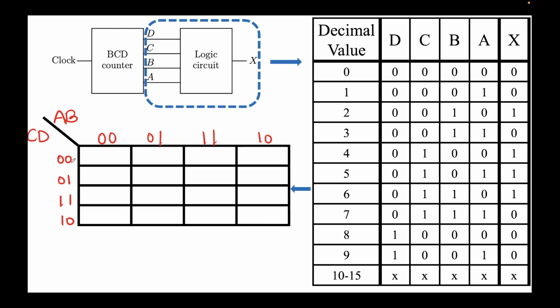Similar logic applies to rows. So CD denotes the rows. In the first row, C is 0, D is 0. In the second row, C is 0, D is 1. You see C does not change but D changes from 0 to 1.